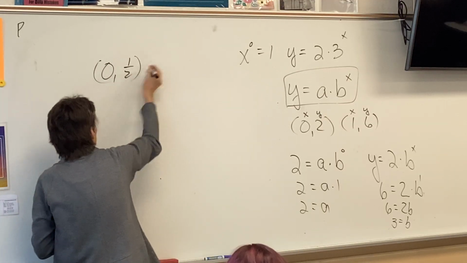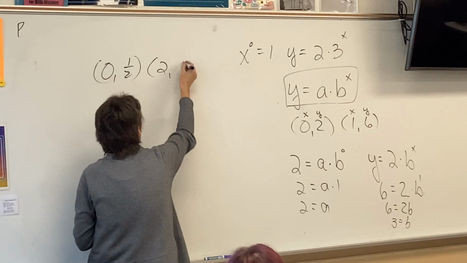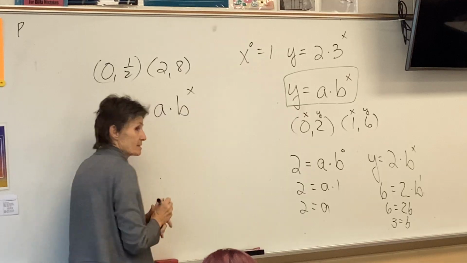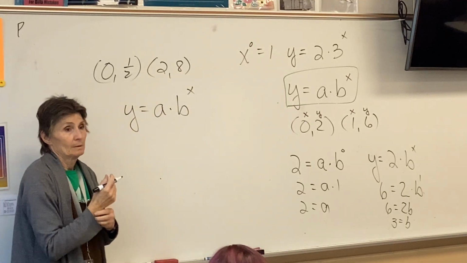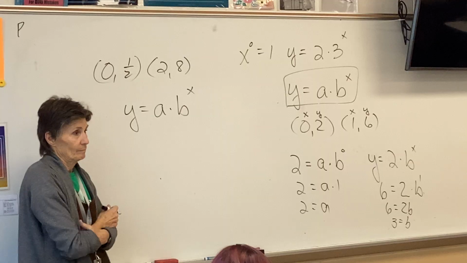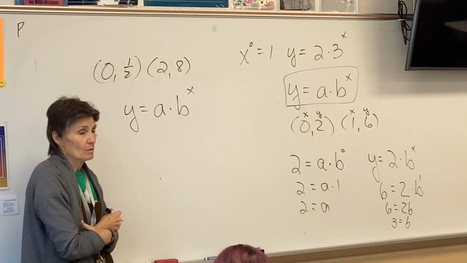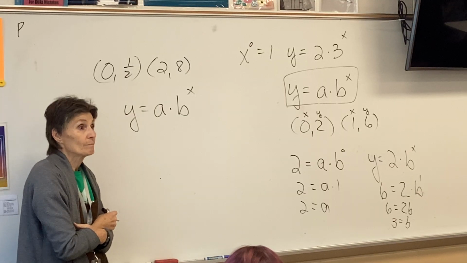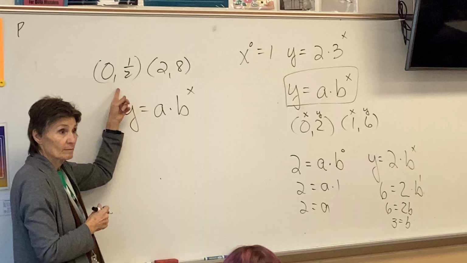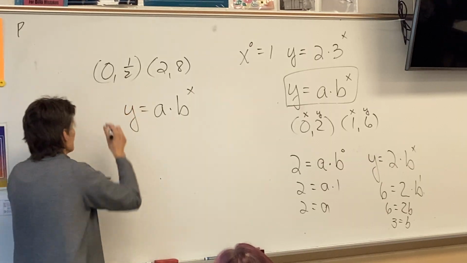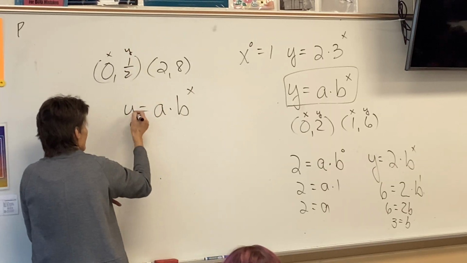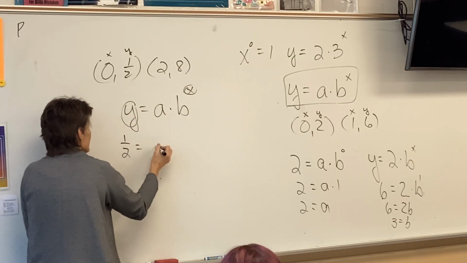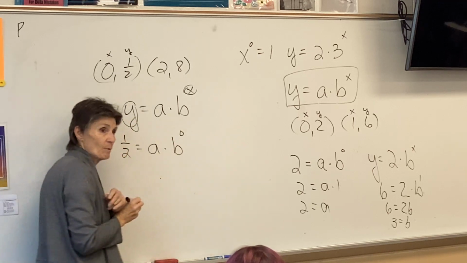The points are 0, 1/2, and 2, 8. And y equals a times b to the x is my format. Okay, so Ronick, do you remember what we do first? You plug in y for 1/2. Yeah, plug in this point right here. So remember x and y, putting it in for x and y. So here we go, 1/2 equals a times b to the 0.